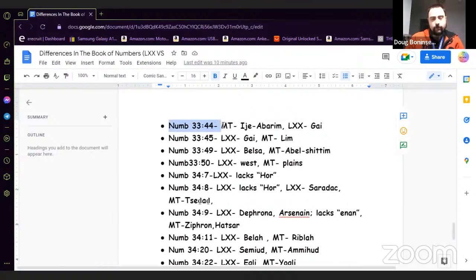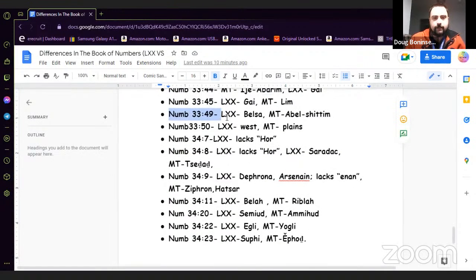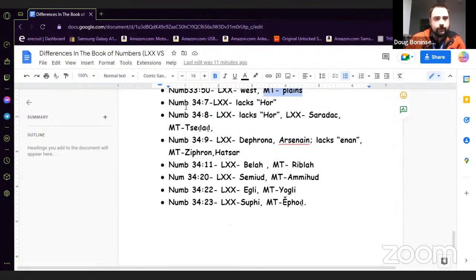Numbers 33, 44, Masoretic text has Ayi, Avarim. Septuagint has Guy or I. Okay, so two different places there. Numbers 33, 45, the Septuagint again has Guy, and the Masoretic text has Lim. Numbers 33, 49, Septuagint has Belsa. Masoretic text has Abel Shittim. Okay, verse 50 in the same chapter, LXX has west. Masoretic text has plains, not a big difference there.